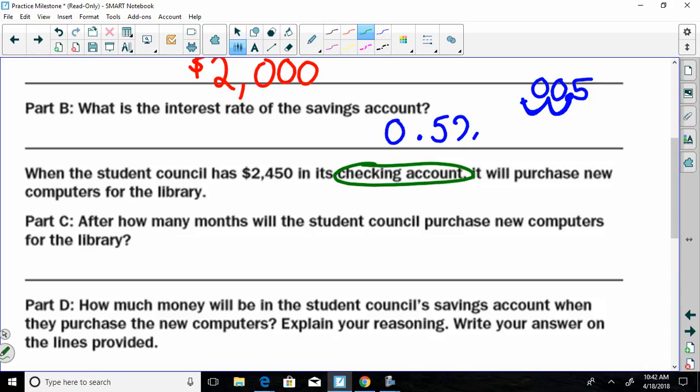Does it say explain anything? No. 22. Don't explain until this one. Now right here, notice it says explain your reasoning. That's when we need to explain.